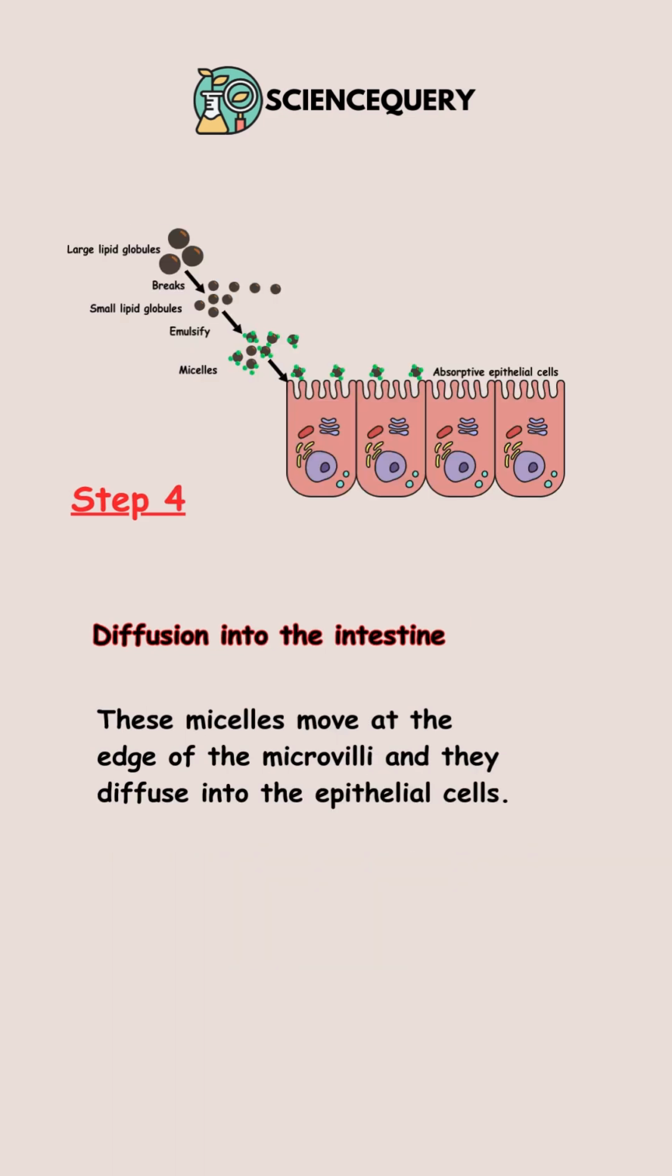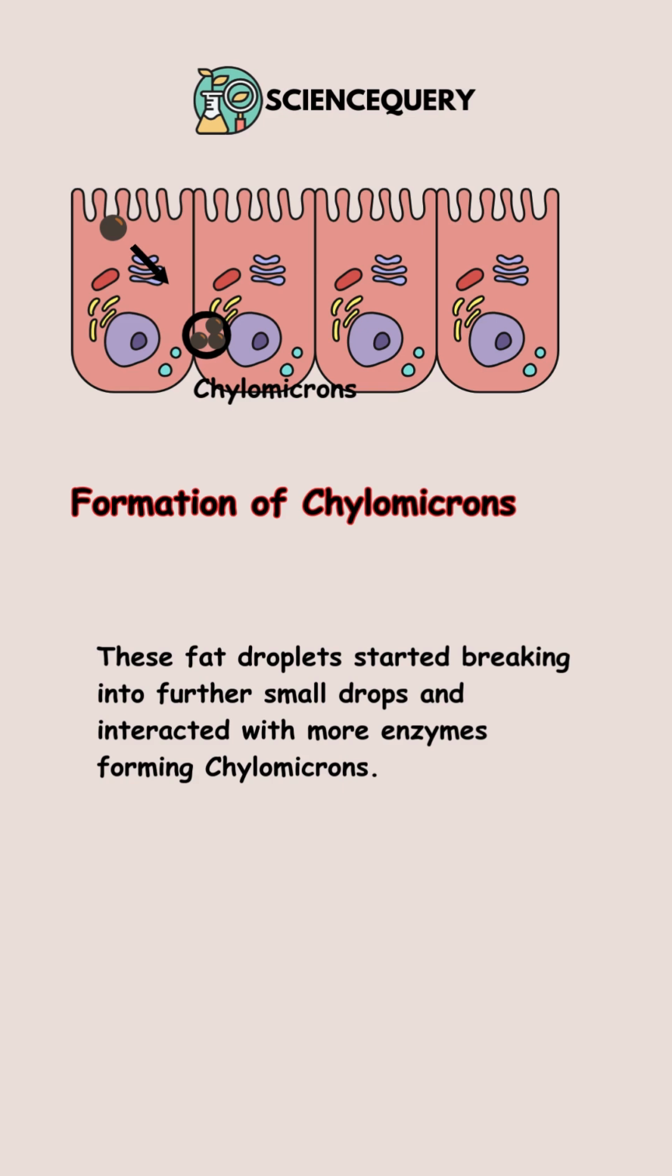Step number four is the diffusion of these micelles into the intestinal wall. These micelles move to the edge of the microvilli and diffuse into the epithelial cells. Formation of chylomicrons: these fat droplets start breaking into further small drops and interact with more enzymes, forming chylomicrons.